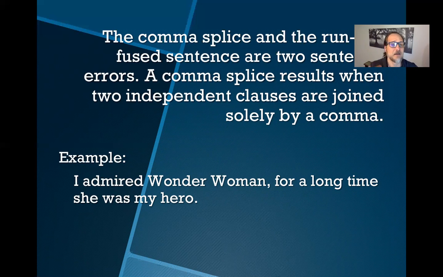Yeah. Another way to find out if you have a full sentence is just to put a question mark on it and actually say it with the inflection of making it a question. I admired Wonder Woman? If you can say, yes, you did, or no, you didn't. In other words, you put a question mark on the end of that clause. Hear me out one more time. I admired Wonder Woman? Yes, you did. Okay. For a long time, she was my hero? Yes, she was your hero for a long time.